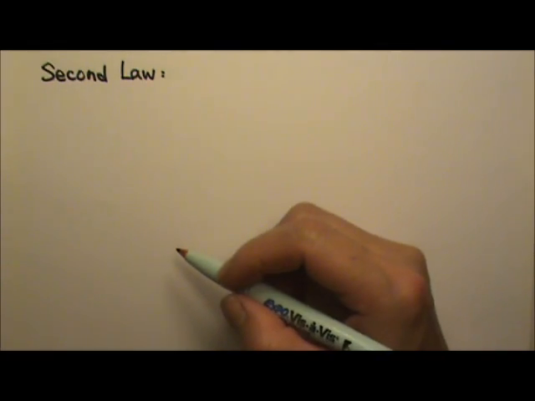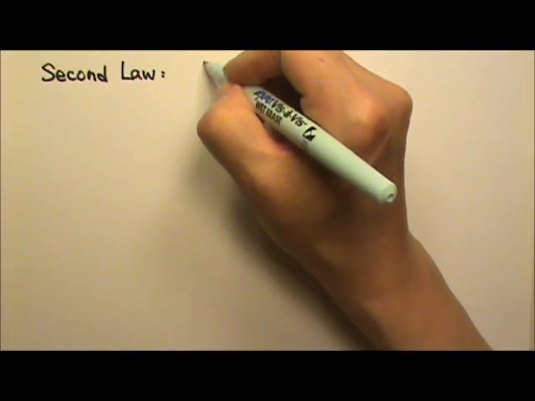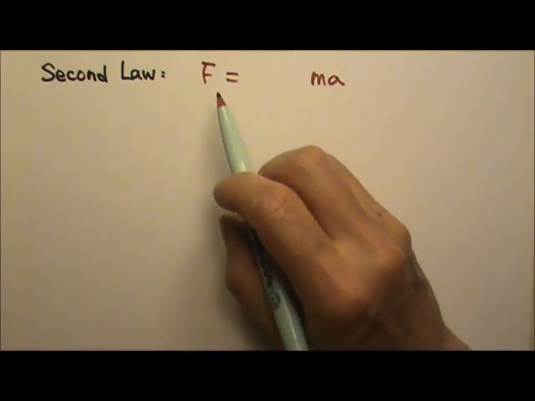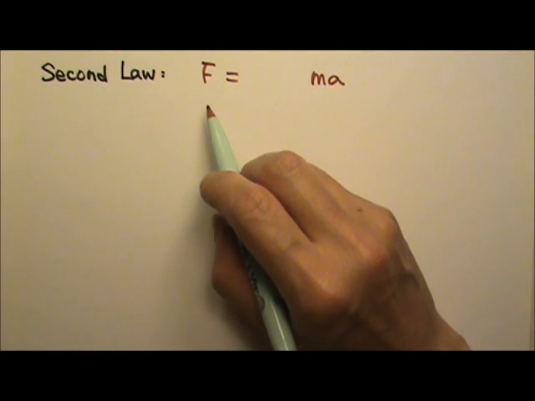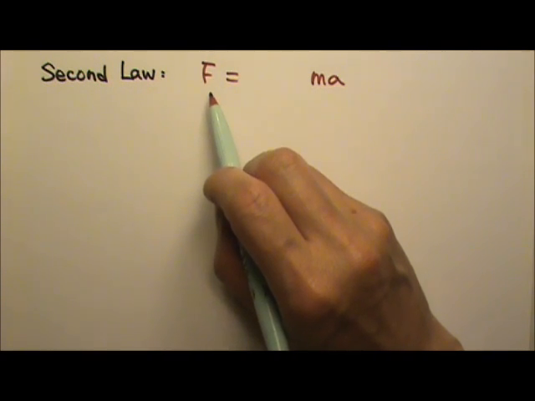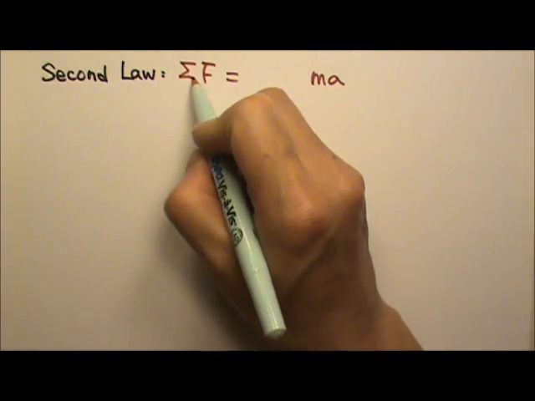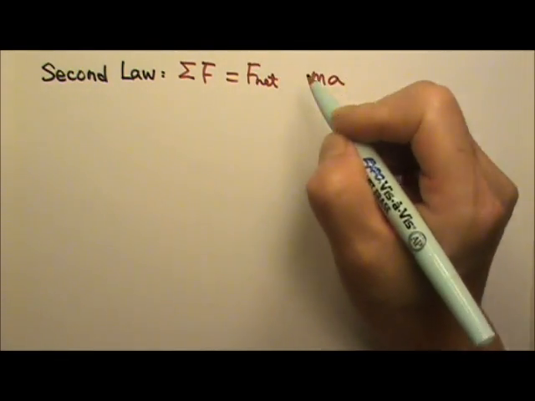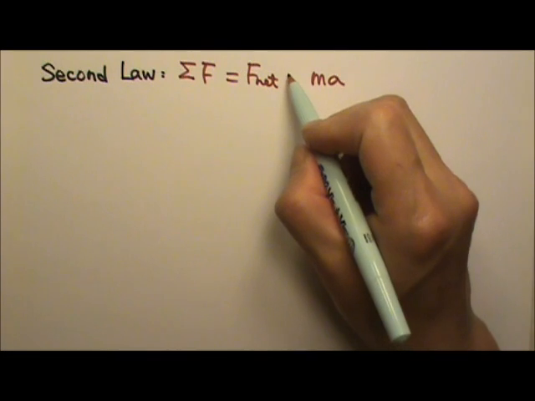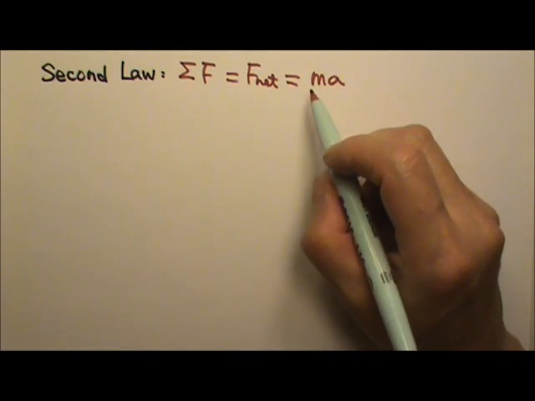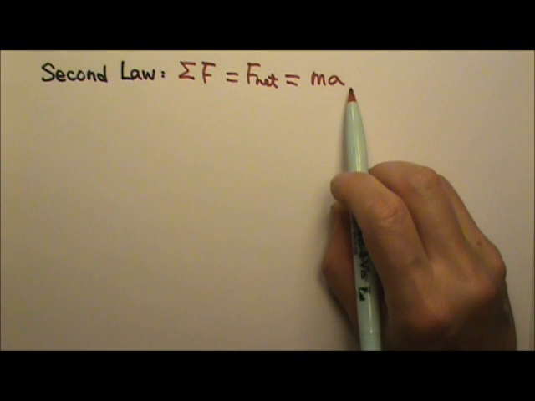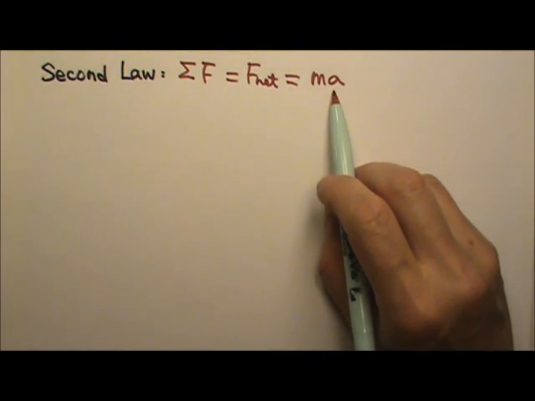Newton's second law of motion is F equals ma, where the capital F is force, and this force is not just any force, it is the sum of all of the forces, or the net force. So this equals ma. The m is for mass, and you already know a is for acceleration.